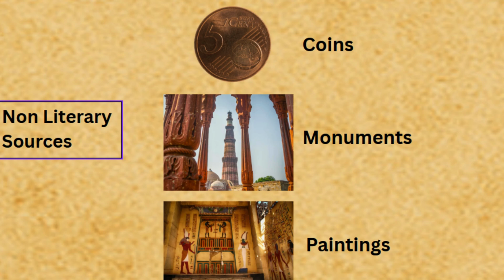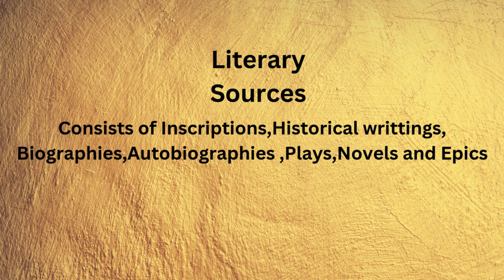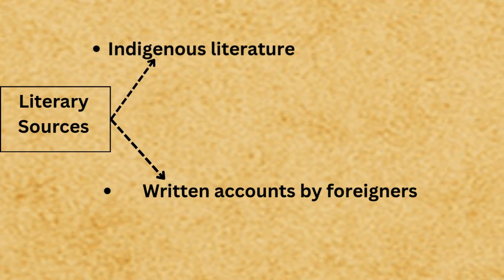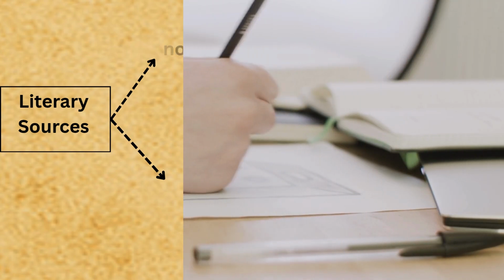We will study what literary sources are. Literary sources consist of inscriptions, historical writings, biographies, autobiographies, plays, novels, and epics. Literary sources are of two types: indigenous literature and accounts of foreigners. Indigenous sources. Writings composed by the people of India are known as indigenous literature. Inscriptions and manuscripts are the two examples of indigenous literature.